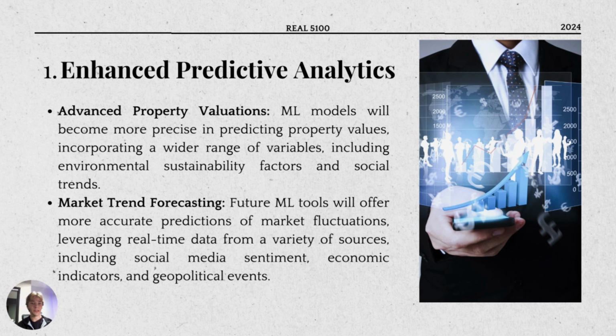Enhanced predictive analytics. Machine learning models likely will become more precise in predicting property values, doing so by incorporating a wider range of variables, including environmental sustainability factors and social trends, among others. Also is market trend forecasting, in which future machine learning tools will offer more accurate predictions of market fluctuations, leveraging real-time data from a variety of sources, also including things like social media sentiment, economic indicators, and also geopolitical events.